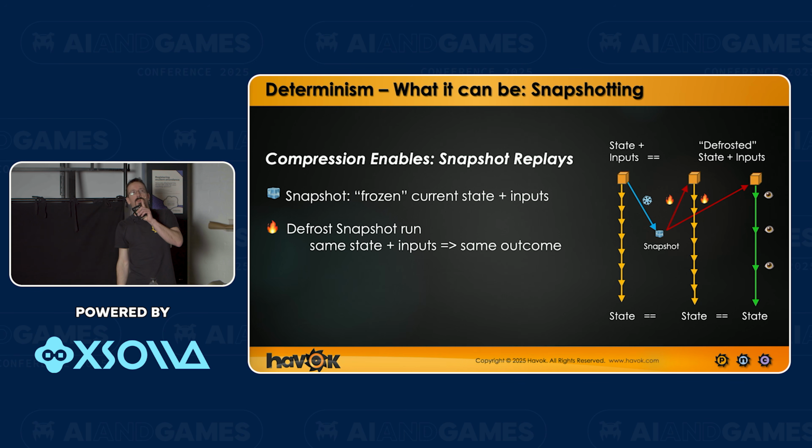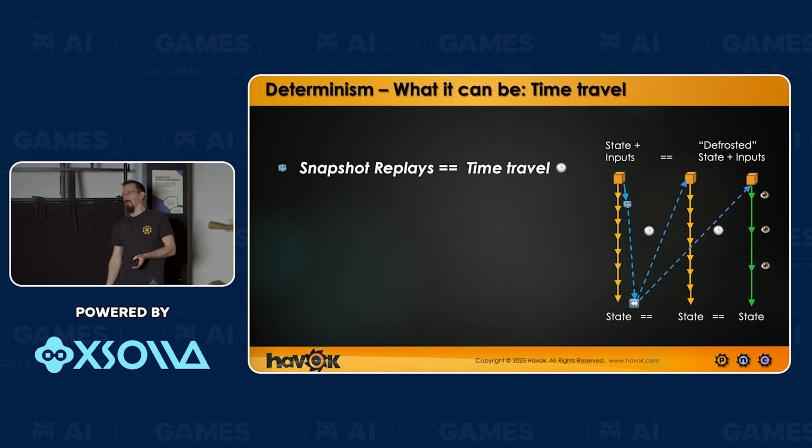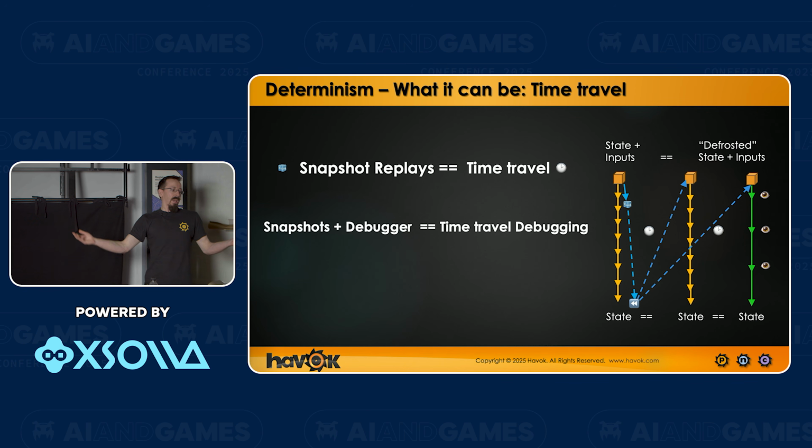So we can freeze the snapshots and we can defrost them on our side. And that's really powerful because this is time travel. Because we can do it over and over and over again and find the issue and just step through. But it's not as expensive because our system is deterministic. And so snapshot and debugger is time travel debugging.